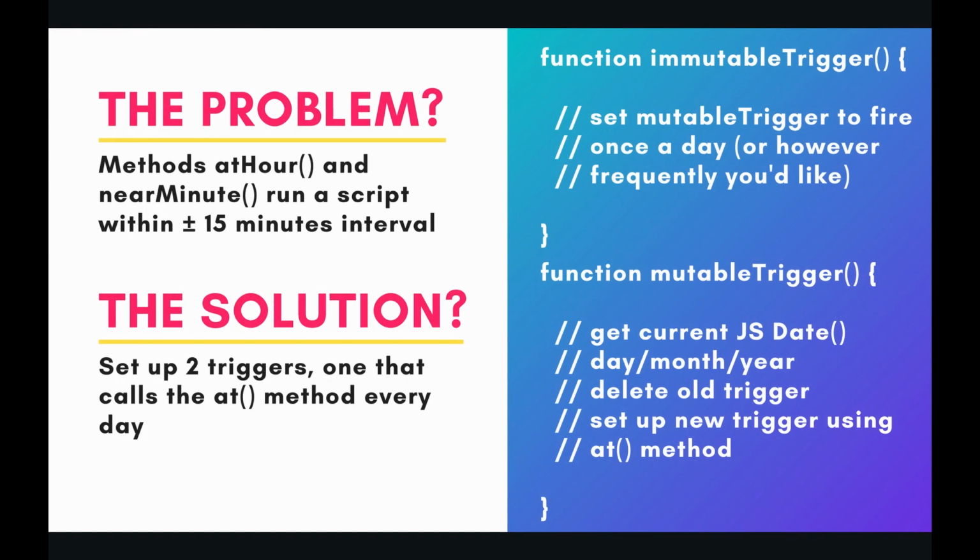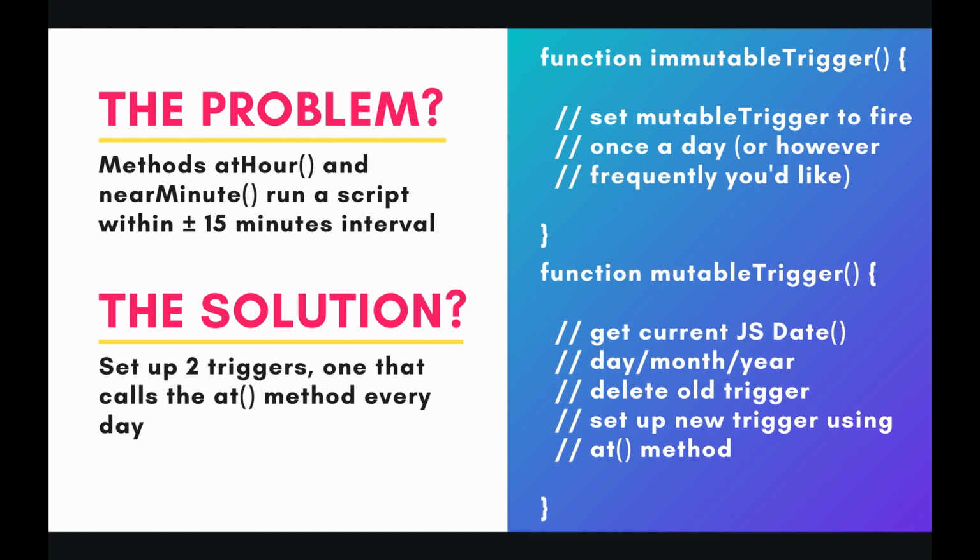So what do we mean by that? Well, when you set up a traditional time-based trigger and you specify an atHour method, say you wanted to run a certain function at noon, you would say atHour 12, but what that would really mean is it's going to run the function some random time between noon and 1 p.m. And even if you specify the method nearMinute and you say 0, still that script is only going to be within a 15 minute interval when it runs the function.